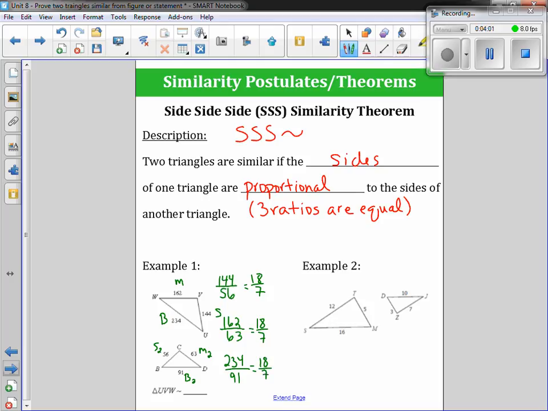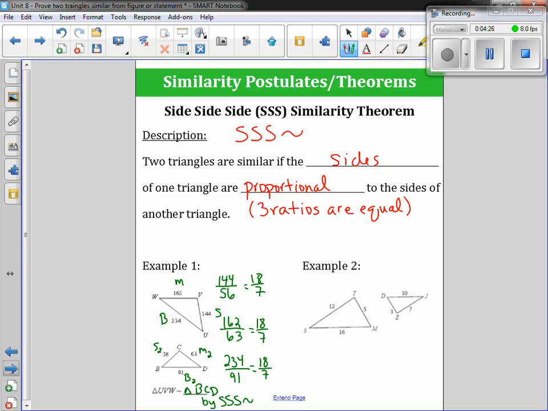So since they are all the same, I can say that triangle UVW is similar to triangle, going in the same order, BCD by side, side, side similarity.